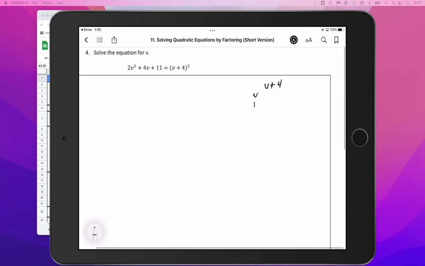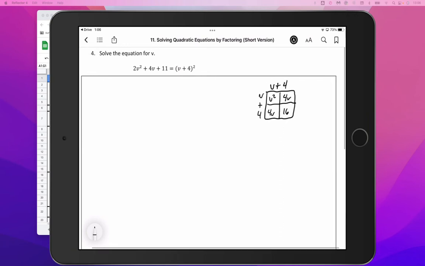V plus 4, v plus 4. I like to use a box method to do this. It's just a really easy way for me to multiply. V times v is v squared. That's 4v. That's 4v. That's 16. So I'm going to rewrite this with that expanded out for me.